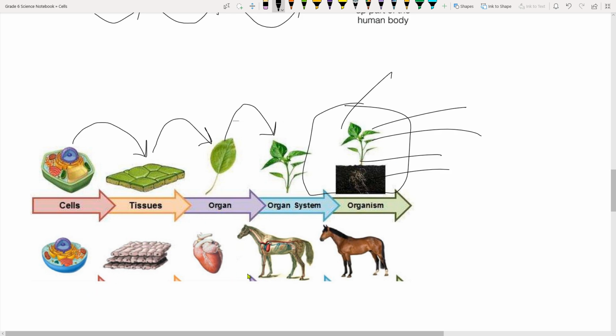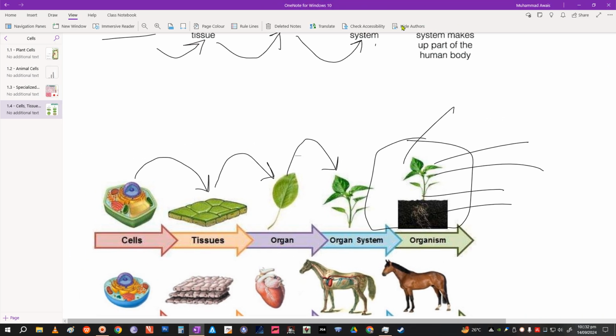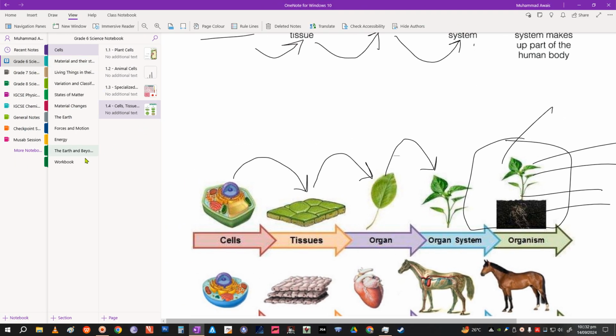There is another example of the animal group, right, in which you see cells, again the circulatory system, forming up to the horse, right? Or a pony, whatever it is, I don't know, right? Okay. Now moving into the workbook, right?